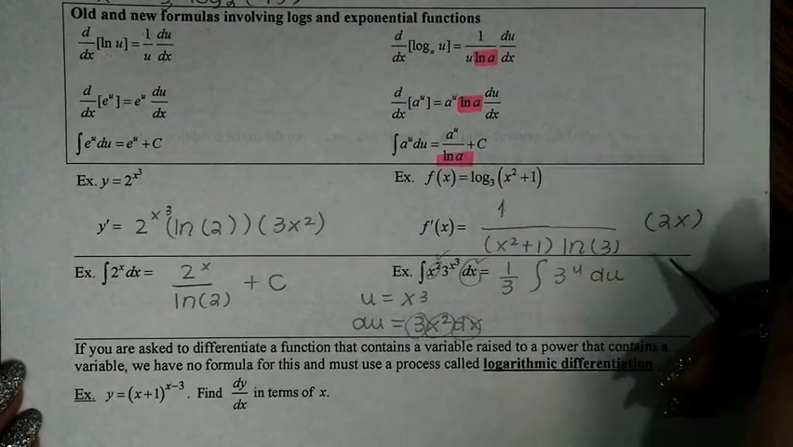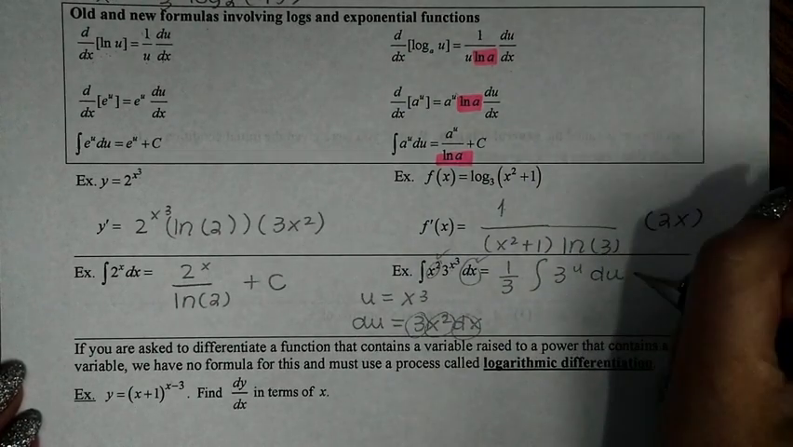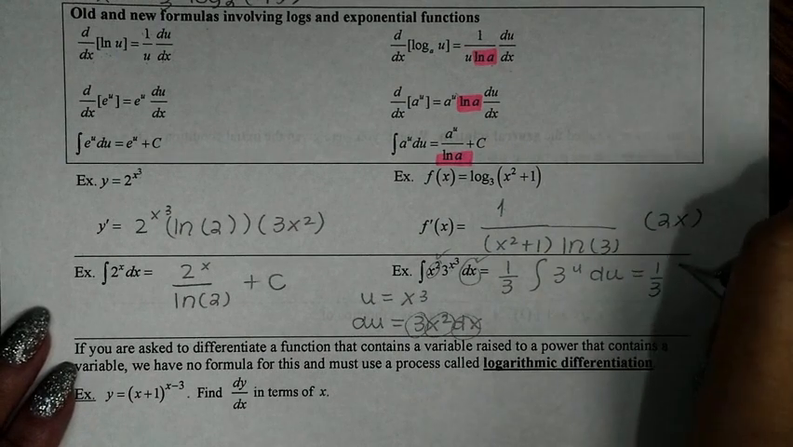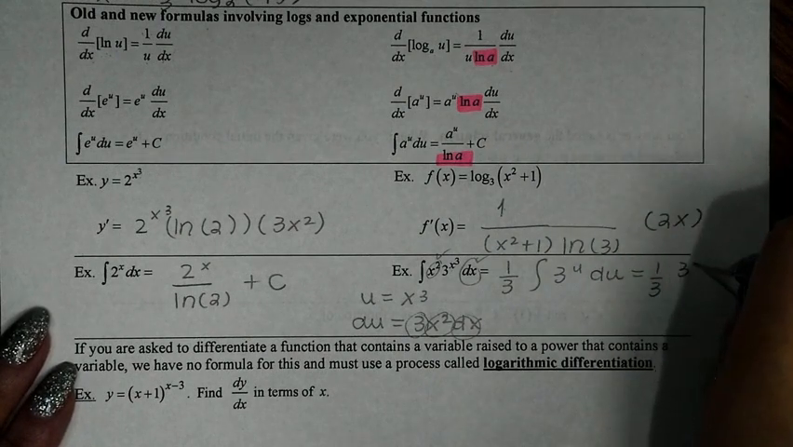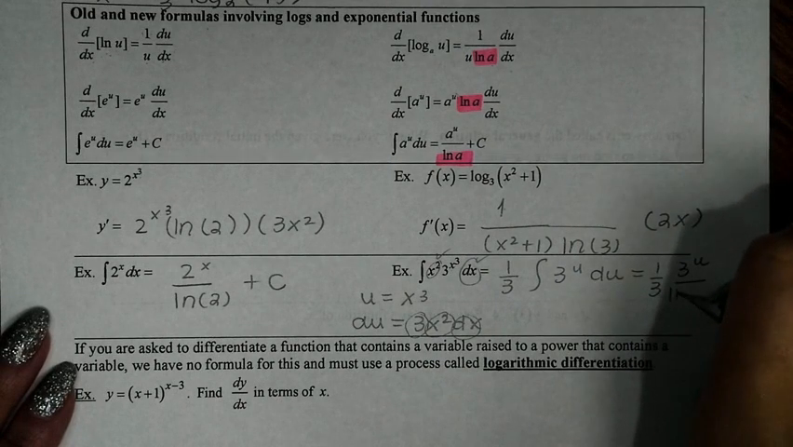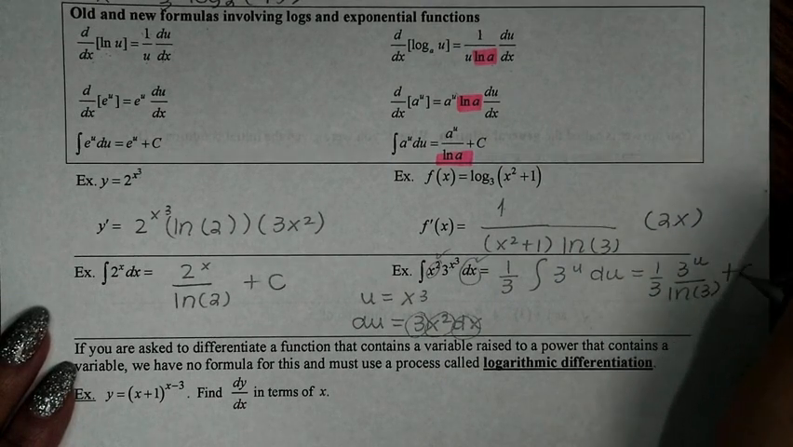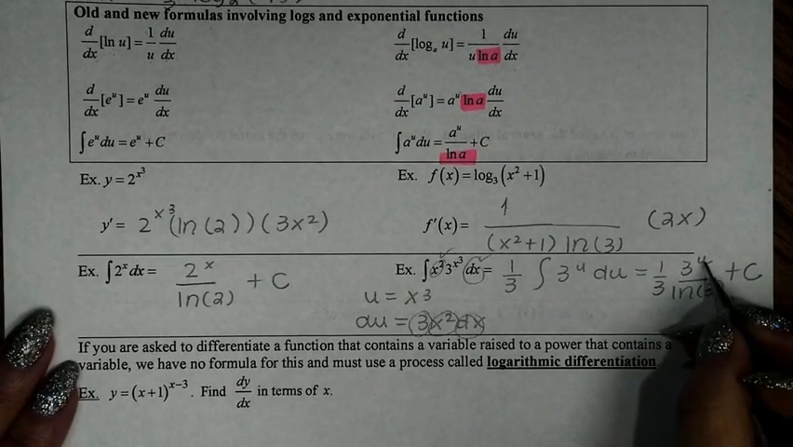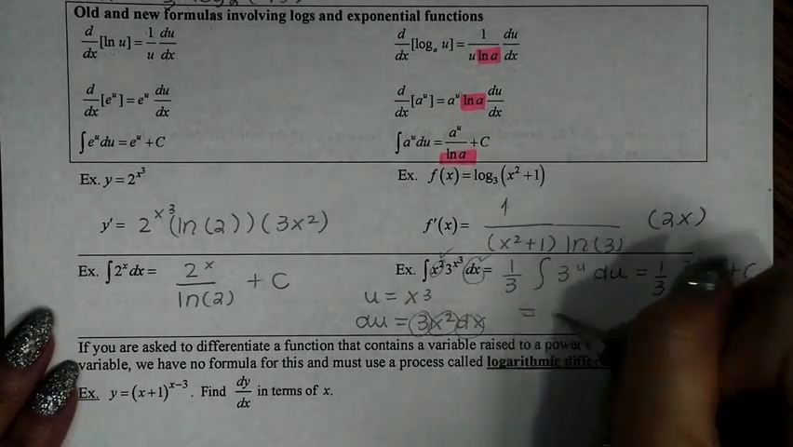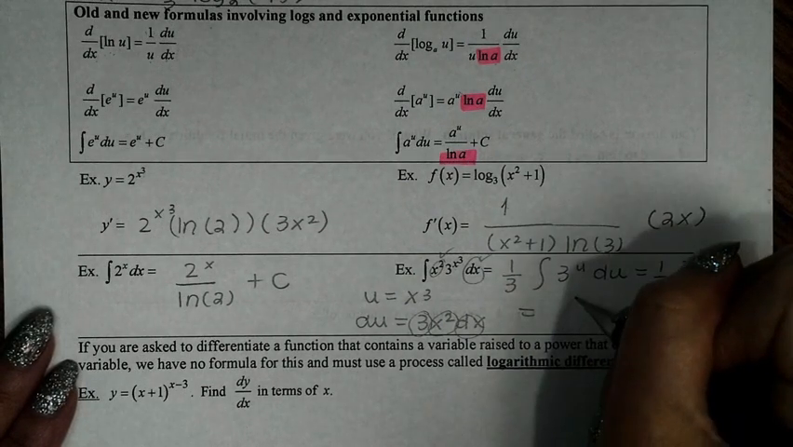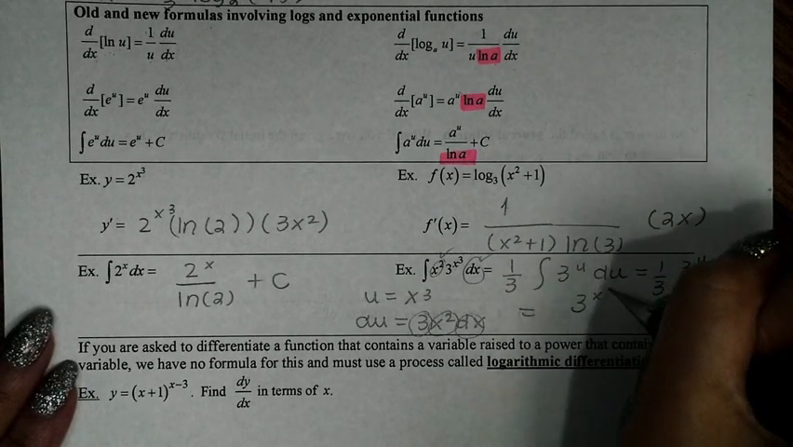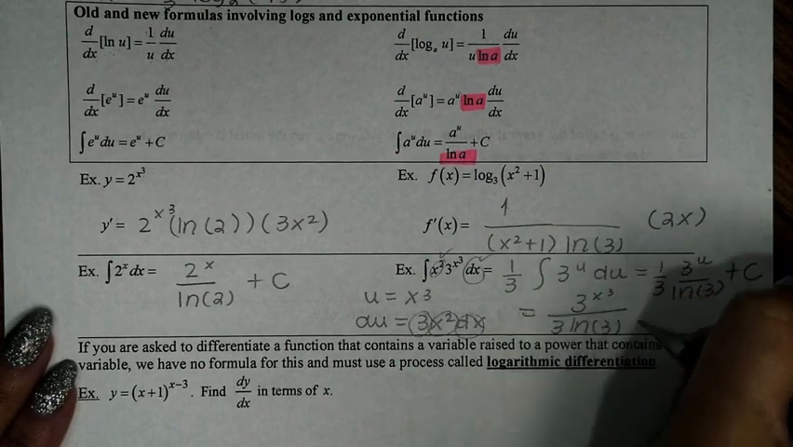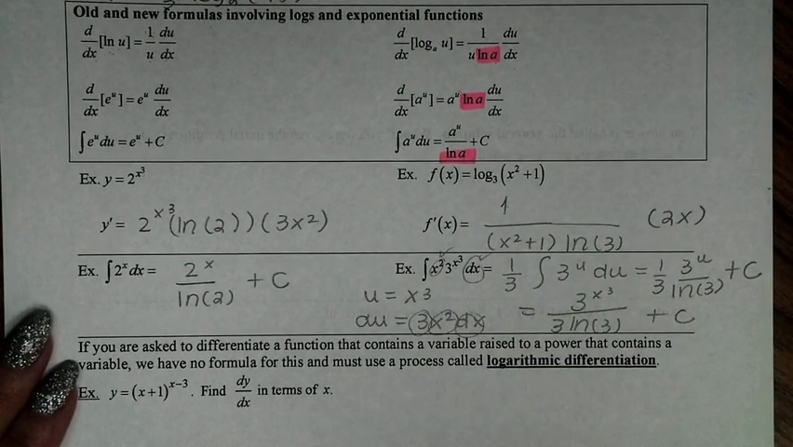So here you can apply the formula beautifully. So when we apply the formula, you have that it's going to be 1 over 3, okay, and then we have that it's going to be 3 to the power of u divided by natural log of 3 plus c. But that's not it. We do need to take care of the u, right? We need to go back to our original. Our original is going to be 3 to the power of x cubed, everything divided by 3 natural log of 3, and then plus c, and that's going to be your answer.